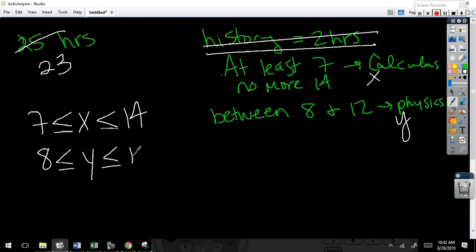Okay. So let's think about this for just a minute because we're going to have to graph it. I've really got two different inequalities here, right? That I want the in-between of. I've got X is greater than or equal to 7, and I've got X is less than or equal to 14. It's got to be both of those, right? What kind of line is X equals?